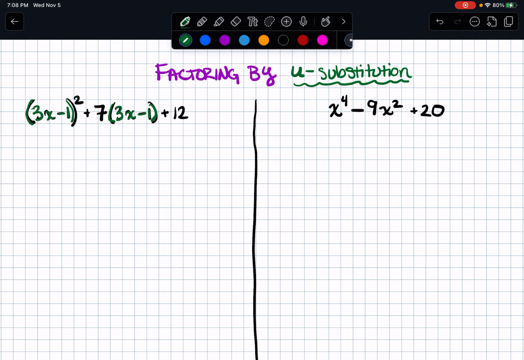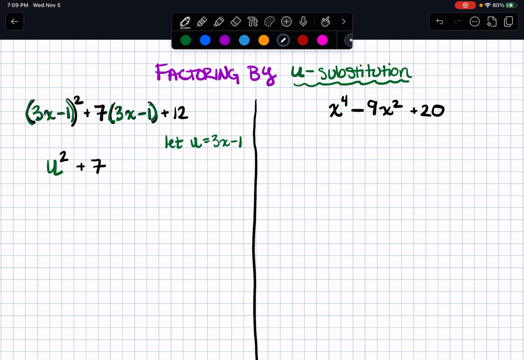So let's start with this first example. If I have an expression that's repeated throughout my problem, such as 3x minus 1, it's almost like I have a factoring problem with an expression put into it. So what I'm going to do is say, let u equal 3x minus 1. What that's going to allow me to do is rewrite my expression and focus just on everything else.